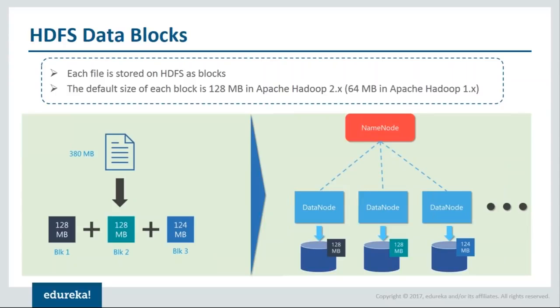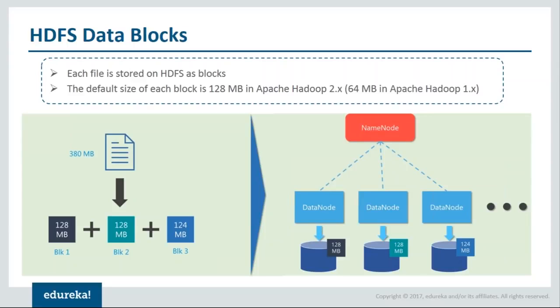Now let us understand how this works. For example, let's say I want to put a file of 380 MB into HDFS. So this 380 MB file will be broken down into 3 data blocks, where the first 2 data blocks will be of 128 MB, thus making 256 MB, and the last block will be occupying 380 minus 256 MB, that is equal to 124 MB. Then finally, these data blocks will be distributed across the cluster, that is in different data nodes.